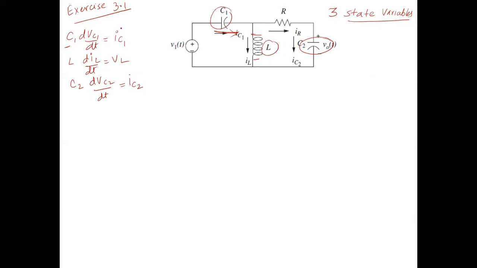Now our goal is to figure out this guy in terms of VC1, IL, VC2, and V1T. Now we have to express this guy in terms of these four. Similarly, this guy also in terms of these four. Similarly, this guy in terms of all these four. Then we're done. Okay, that's the thing.